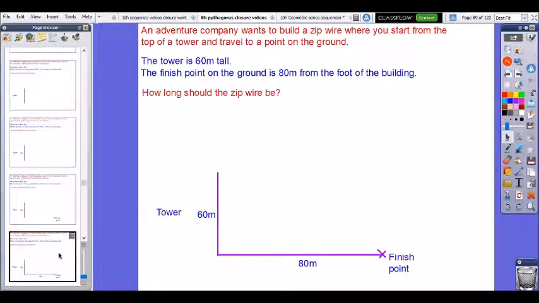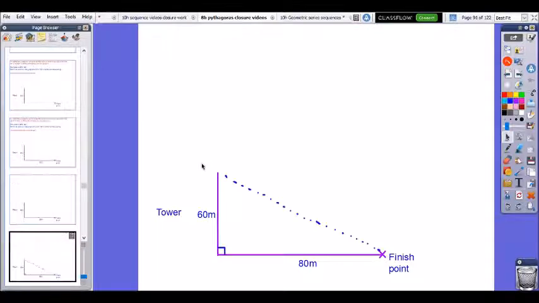So now our task is to figure out, how long should the zip wire be? If we're thinking about where we would be stood at the top of this tower, we would be zipping all the way down here to the finish point. So the question really is, what is the length of this dotted line? Hopefully you're starting to picture Pythagoras' theorem. This problem makes a perfect right angled triangle, so let's use Pythagoras' theorem.